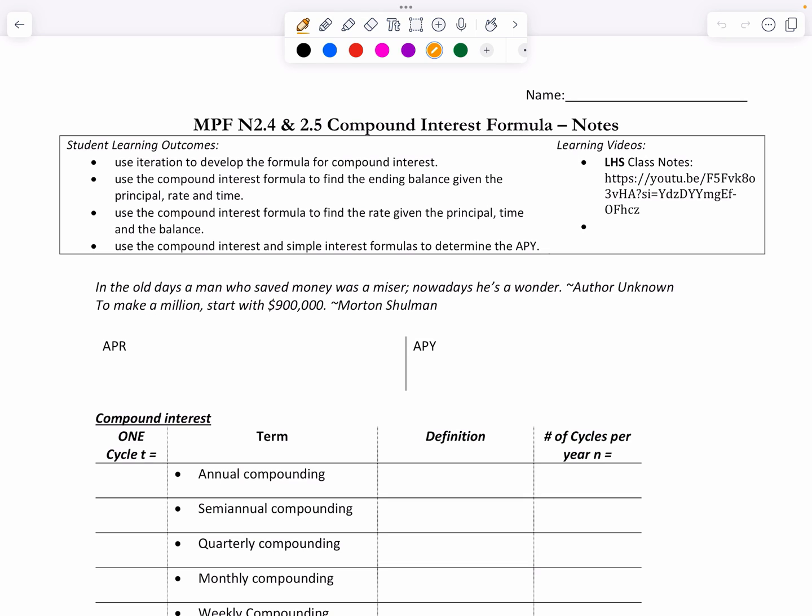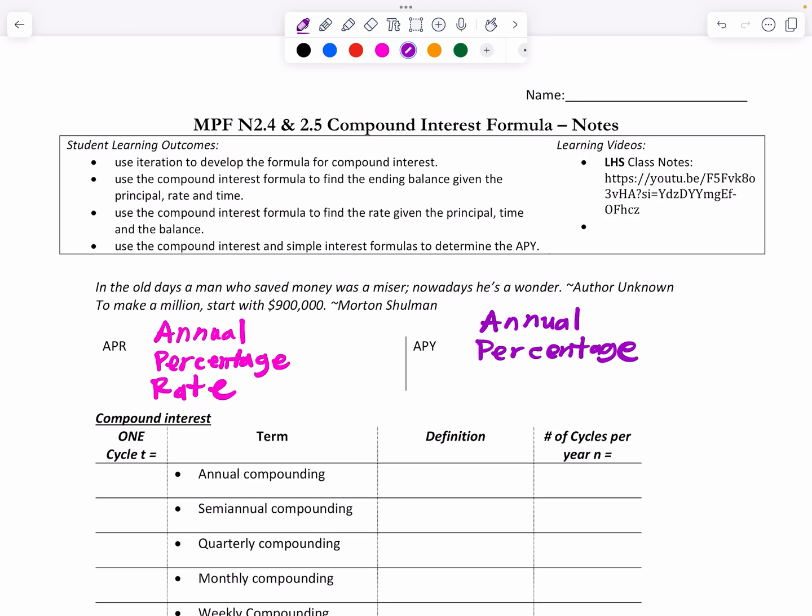So a couple of vocabulary quickly. APR stands for annual percentage rate. And APY stands for annual percentage yield. Okay, so your interest rate is what percentage you're going to earn. And then your yield is actually how much money you did earn. And we'll talk about that more as we keep going.